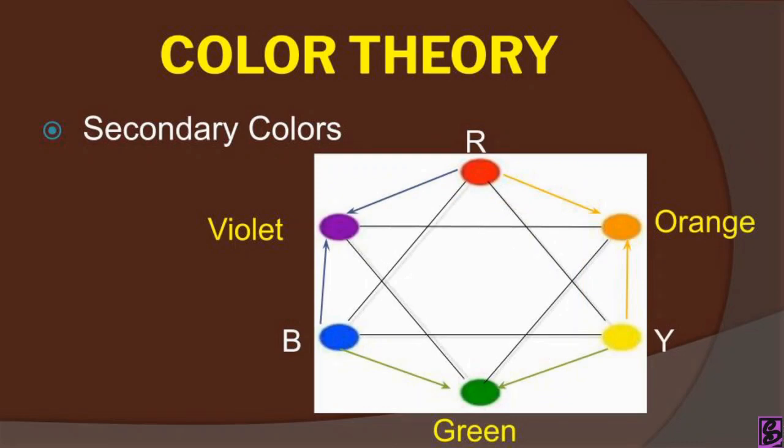Now the third secondary color is violet, which is produced by the combination of blue and red. So there are three primary colors, red, yellow and blue, and we get three secondary colors, orange, green and violet.